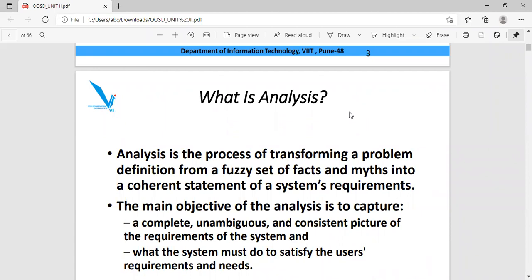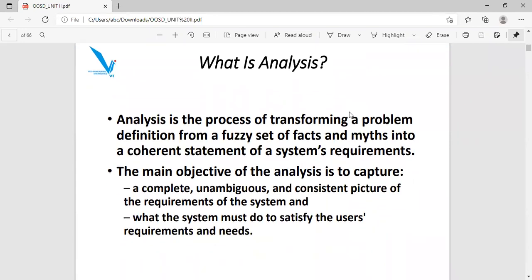Now we are moving to capture the main objective of the analysis. Whenever we consider object-oriented analysis for a particular system requirement, we have to understand the complete flow of the system. It should be unambiguous and give a clear picture of that requirement and the system, so that the programmer can understand exactly what he or she wants to develop. What the system must do to satisfy the user's requirements and needs, we have seen in requirement analysis, and we want to perform that with the help of this analysis first.